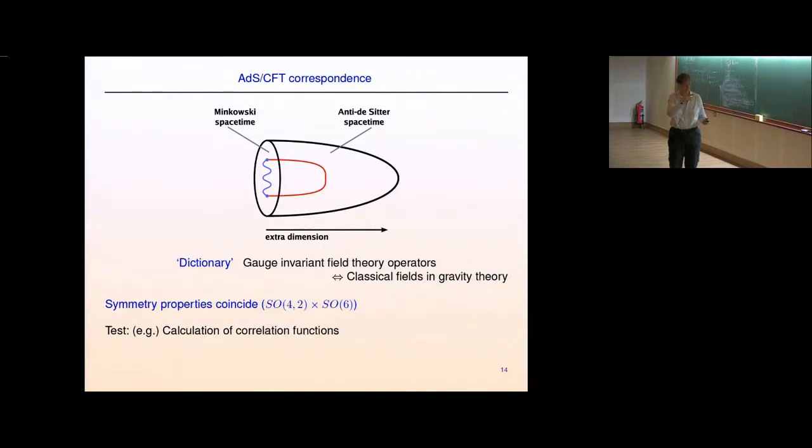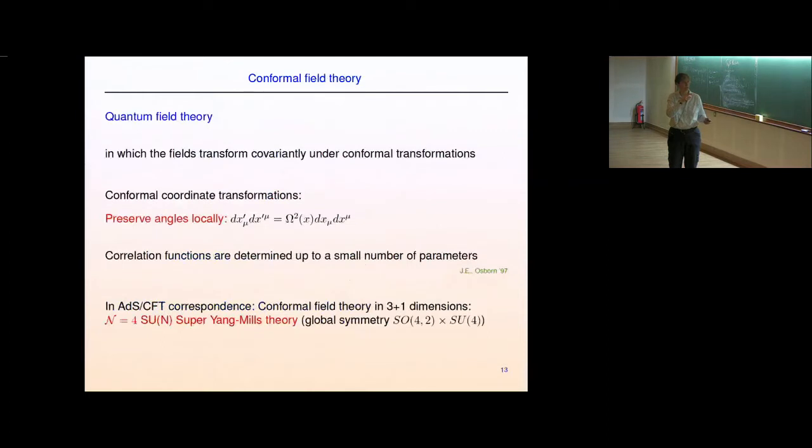So I just told you, let me go back. It has this symmetry because it's conformally invariant, the beta function vanishes, and it has that symmetry because it's supersymmetric.